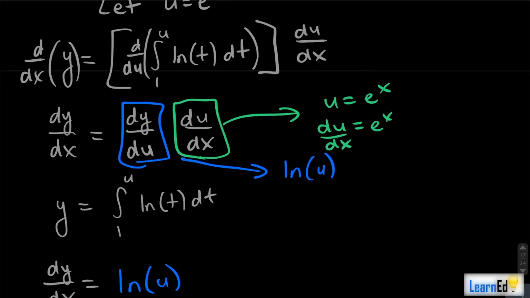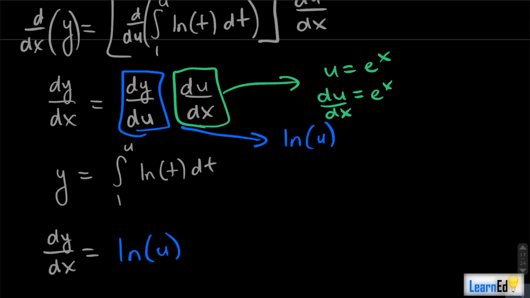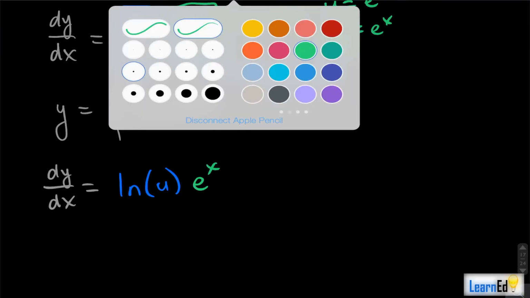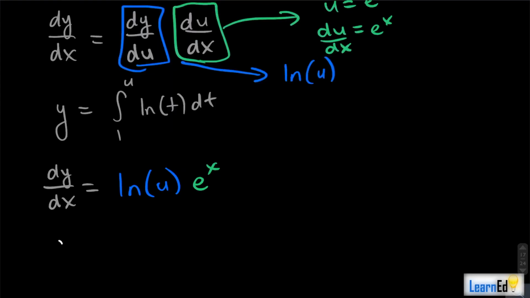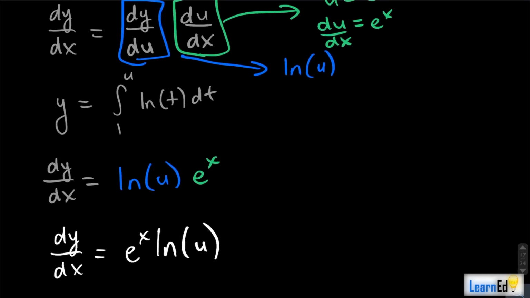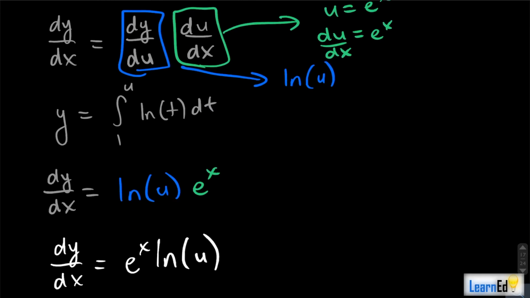Okay? So we just have to incorporate that e to the x. So our answer ends up being that dy/dx equals e to the x natural log of u, but we have to plug back in what our u was, right? And our u was equal to e to the x. So our answer is e to the x times the natural log of e to the x.